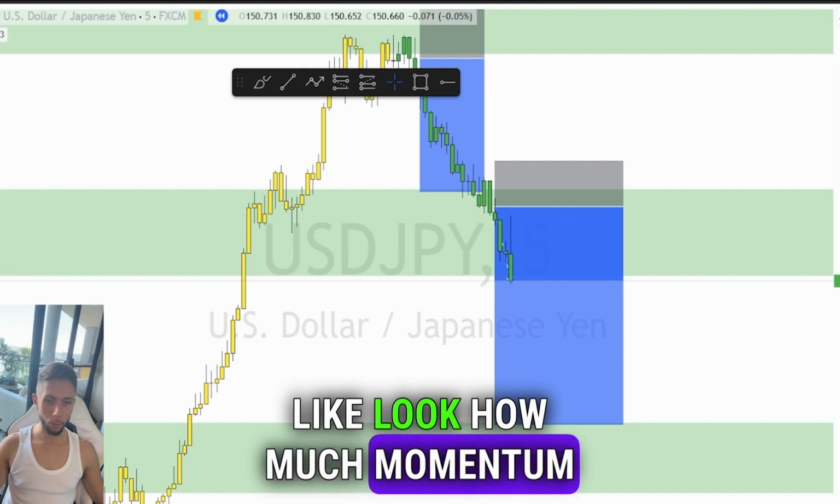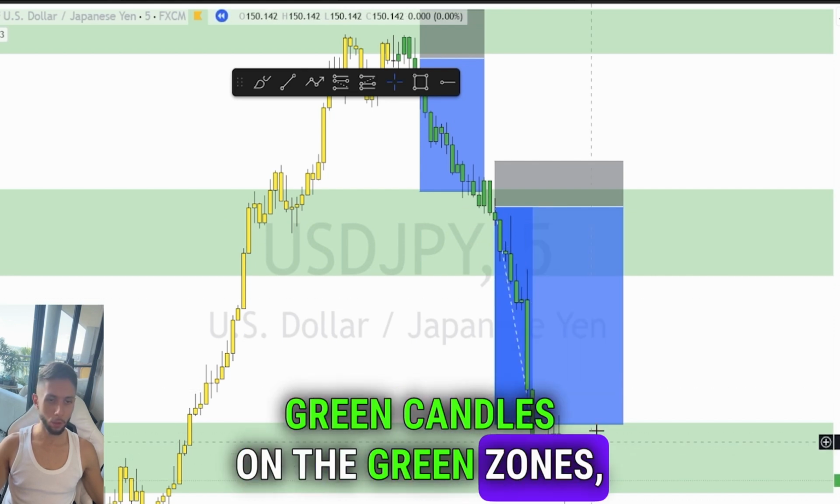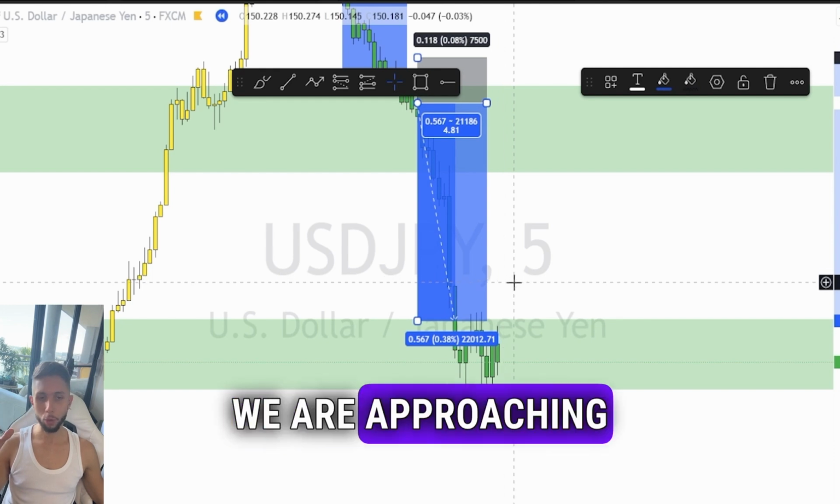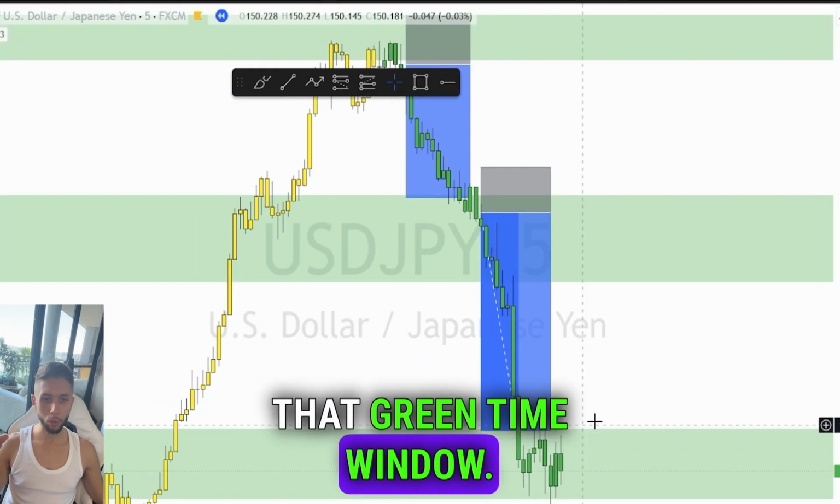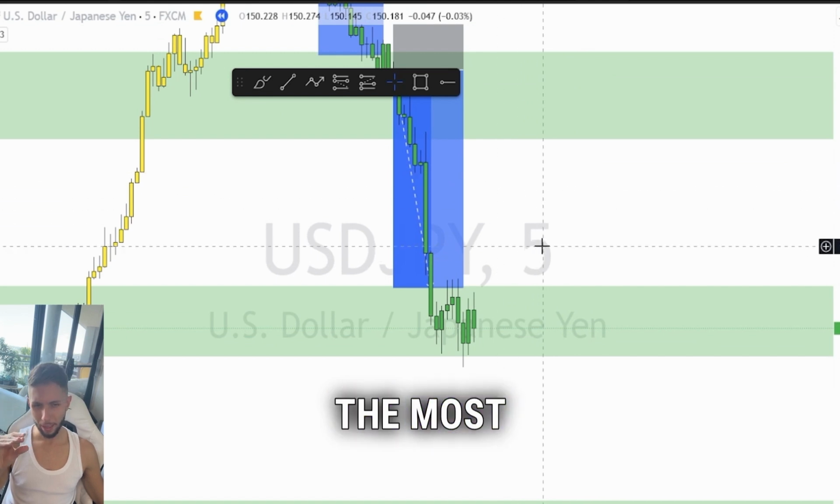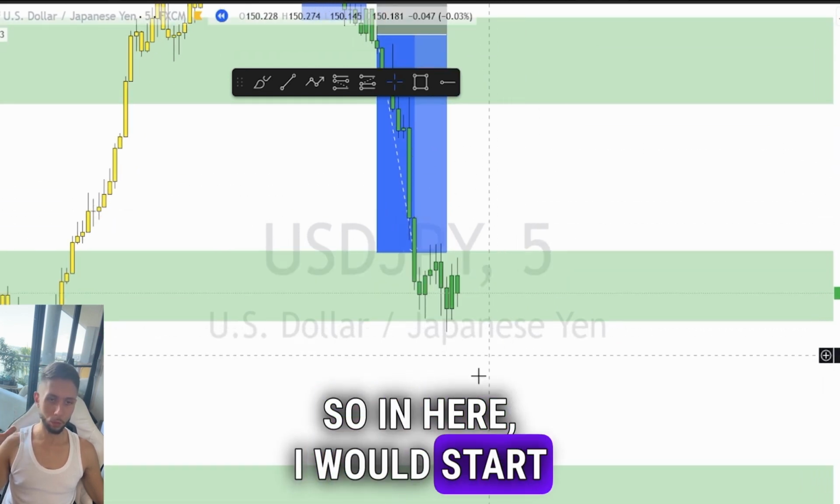Look how much momentum there is. Green candles on the green zones, beautiful. Can we trade again from this zone to the next? We are approaching now the half of that green time window. Usually the first 3 hours of that time window is the most accurate. So in here I would start being a bit more cautious.